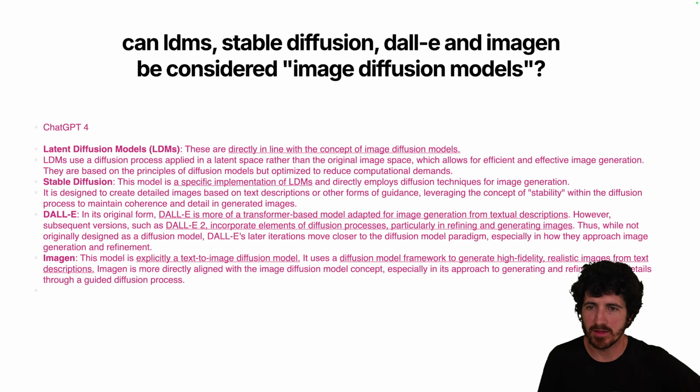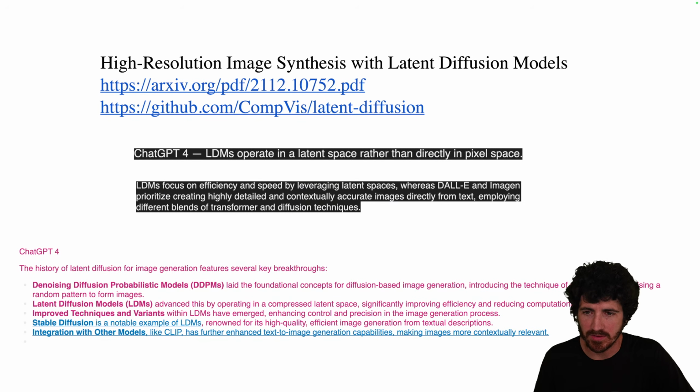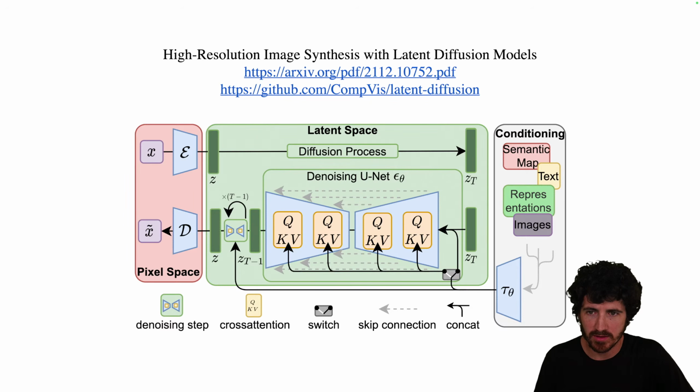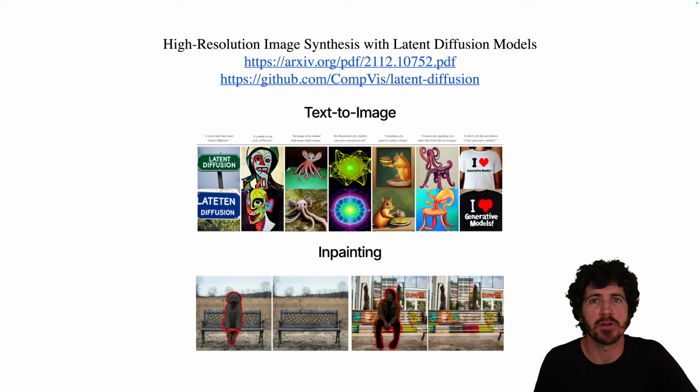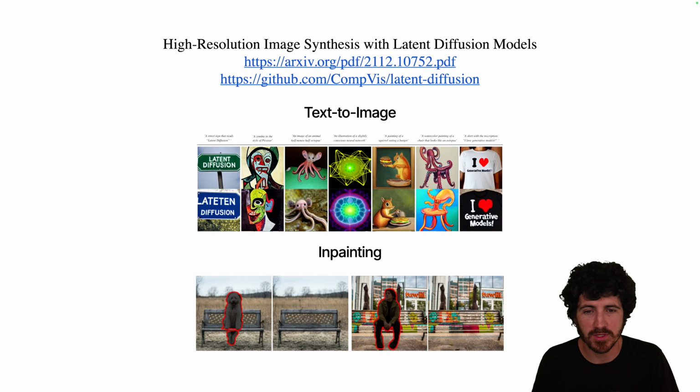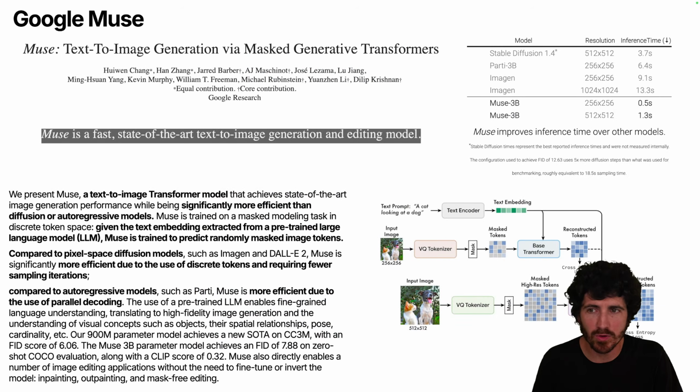Okay, yeah, so we have the concept of latent diffusion models, the difference between that and Stable Diffusion, DALL-E and Imagen by Google, the original latent diffusion models paper and its architecture, then what that paper could do, like text to image and in-painting tasks, then Google Muse, which is not a diffusion model, and I think is more efficient than diffusion autoregressive models.